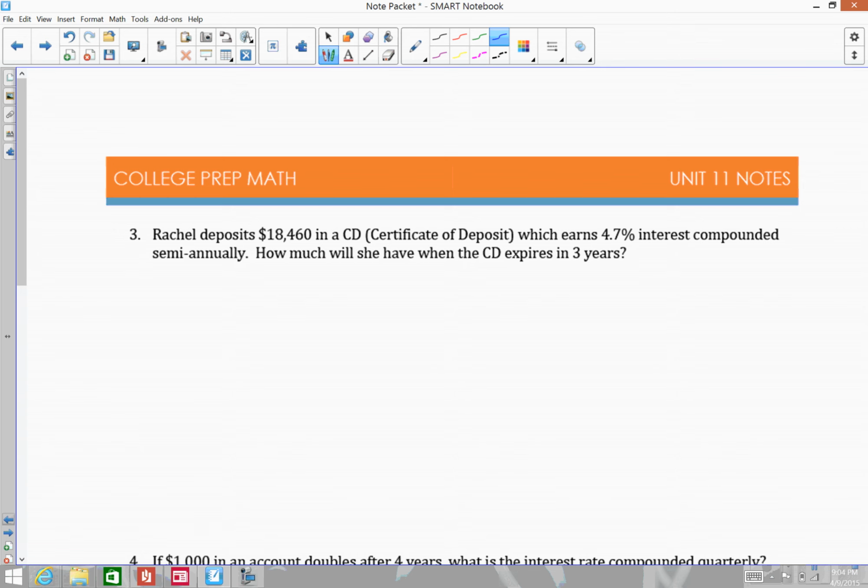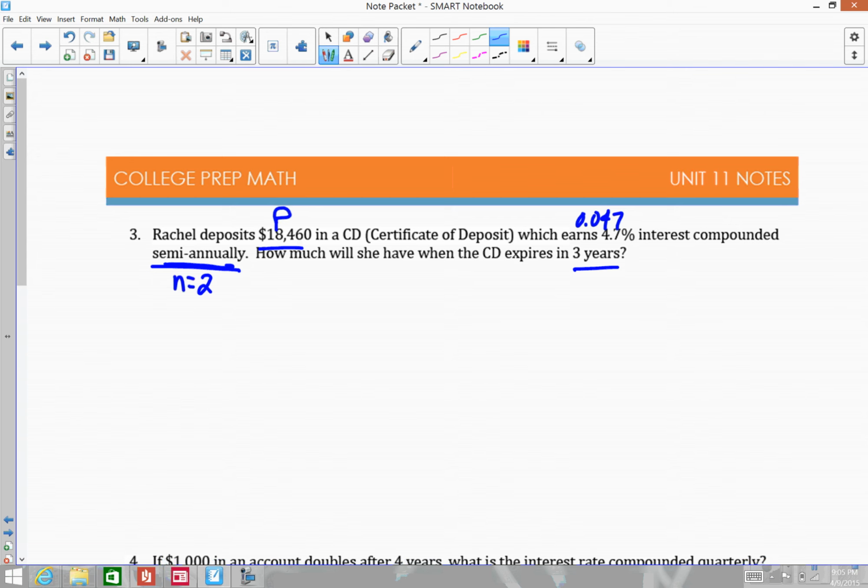The next one here we have Rachel, who's depositing $18,460 in a CD, which earns 4.7% interest compounded semi-annually. So this means twice a year. So N equals 2. How much will she have when the CD expires in 3 years? So the time is going to be 3. The rate is going to be 0.047. We're moving that decimal over 2 places. And the initial is going to be the 18,000.